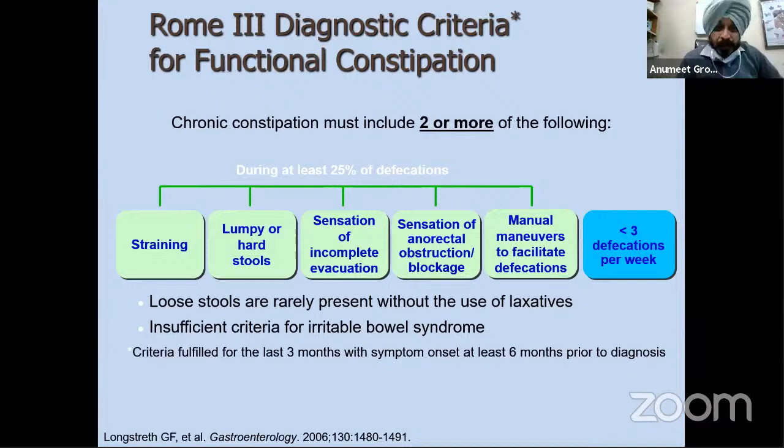That is, straining. He has to strain. The stools are hard. There is a sensation of incomplete evacuation. There is a sensation of anorectal obstruction or blockage, or manual maneuvers to facilitate defecation. Loose stools are rarely present without the use of laxatives, and there are insufficient criteria for irritable bowel syndrome. These are for only functional constipation.